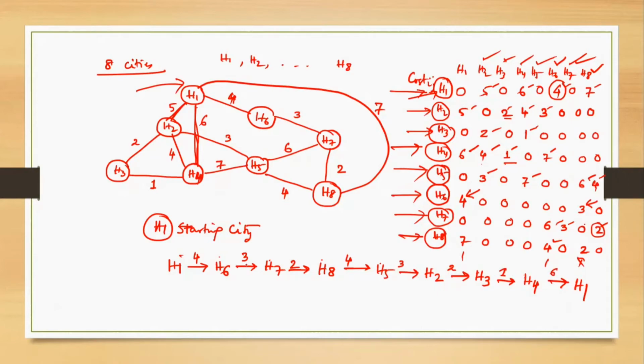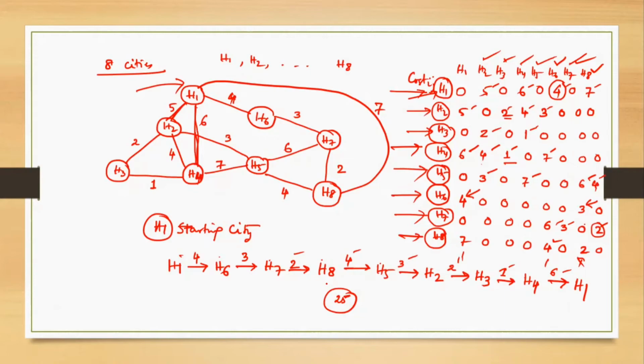So altogether: 4 plus 3 is 7, 7 plus 2 is 9, 9 plus 4 is 13, plus 3 is 16, plus 2 is 18, plus 1 is 19, plus 6 is 25. So this is the minimum cost, including the starting vertex twice.